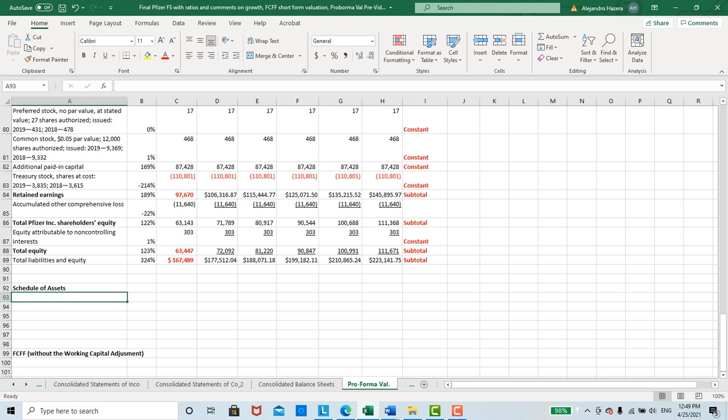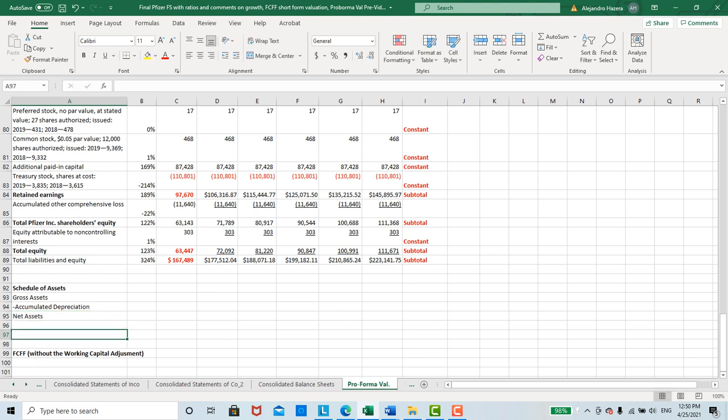Okay, so the schedule of assets, all I'm going to do is take my gross assets for any one year. It's just like the assets. I'm going to take my gross assets, which are the assets before accumulated depreciation, gross property, plant, equipment. I'm going to take out my accumulated depreciation. That'll give me my net assets.